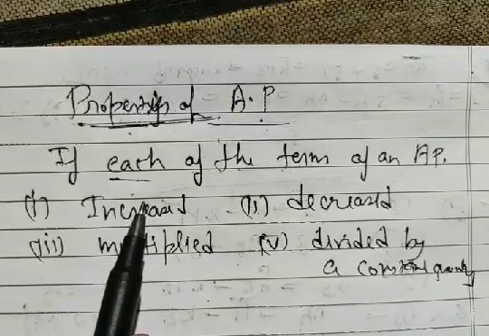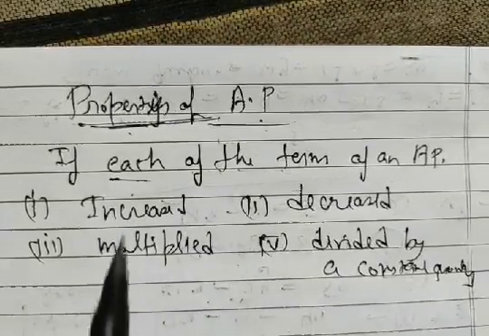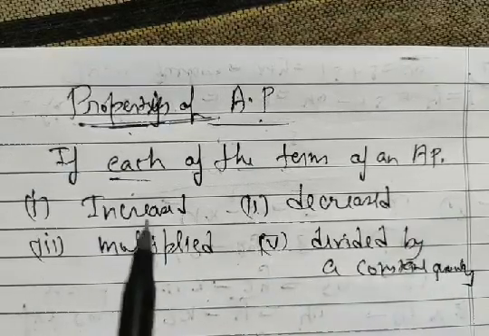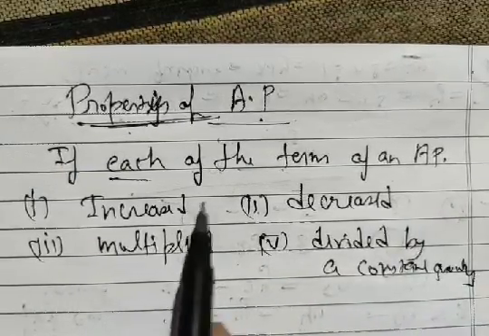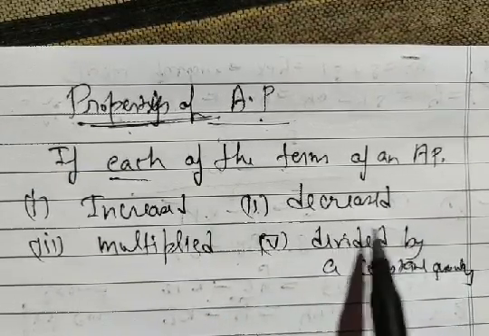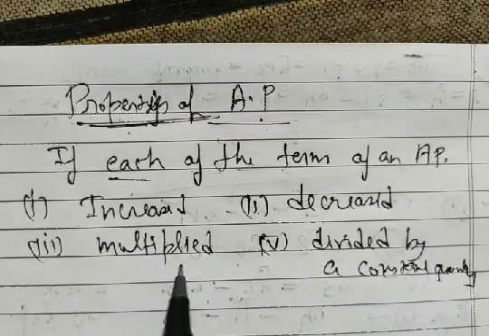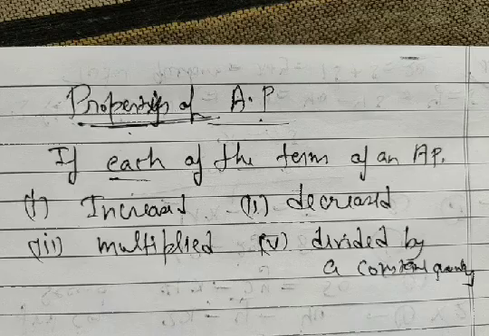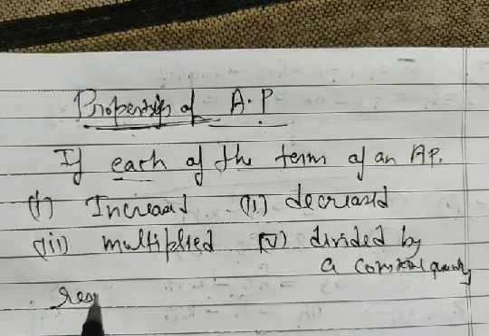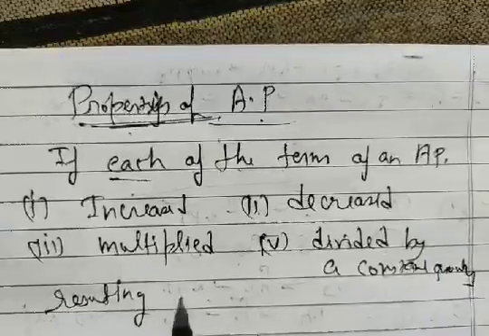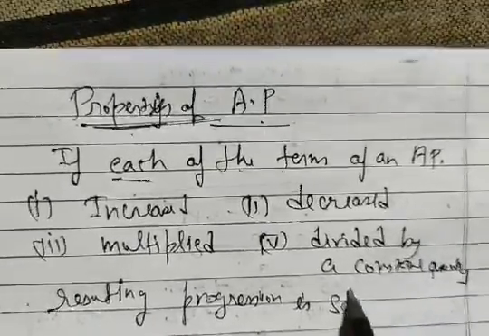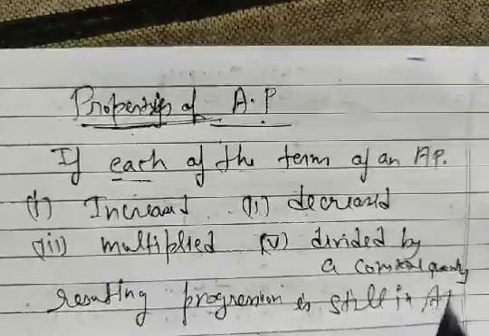What I want to explain here are the properties of APs. If each term of an AP is increased by a constant quantity, or decreased by a constant quantity, or multiplied by a constant quantity, or divided by a non-zero constant quantity, then the resulting progression is still an AP.